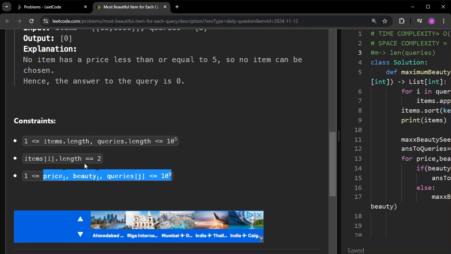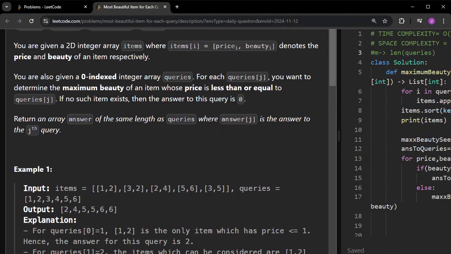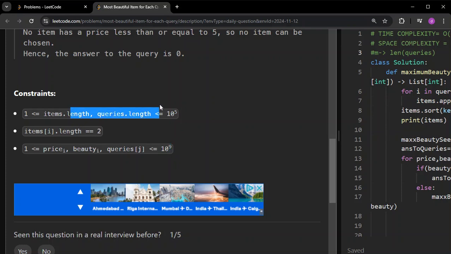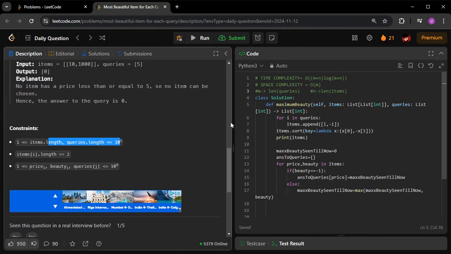Then if you see the values, this part is not important to us, so we will just skip that. Maybe you can take how many bits you are going to use, but that is not needed because the input is already given to you. So the only thing I can conclude from this is that we cannot have an n square approach.